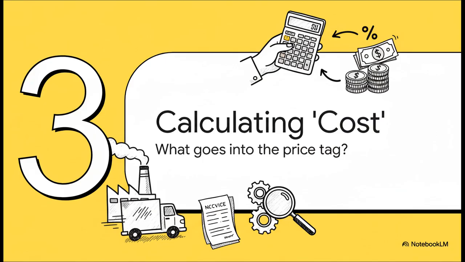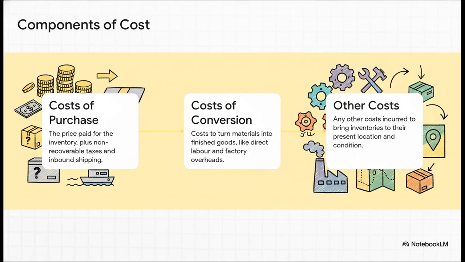And you might think, oh, cost is just the price on the invoice. But believe me, it's way more comprehensive than that. AS2 tells us to think of cost as being built from three key layers. First, you've got the costs of purchase, the price you paid plus any taxes or shipping to get it to your factory. Then, costs of conversion. That's the labor and factory overhead needed to turn raw materials into a product. And finally, any other costs that were necessary to get the inventory to where it is and in its current condition.